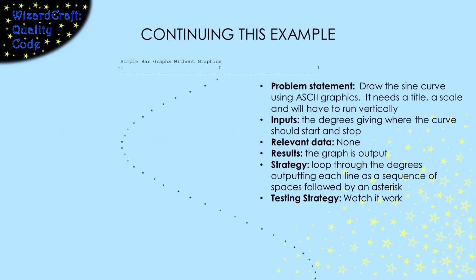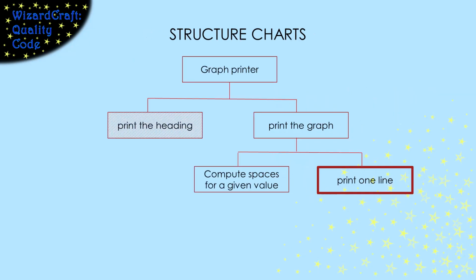This is the example program that we're working on. It's outputting an ASCII graph of the sine function. In the first video, we designed this structure chart and wrote the code for printing the heading of the graph.